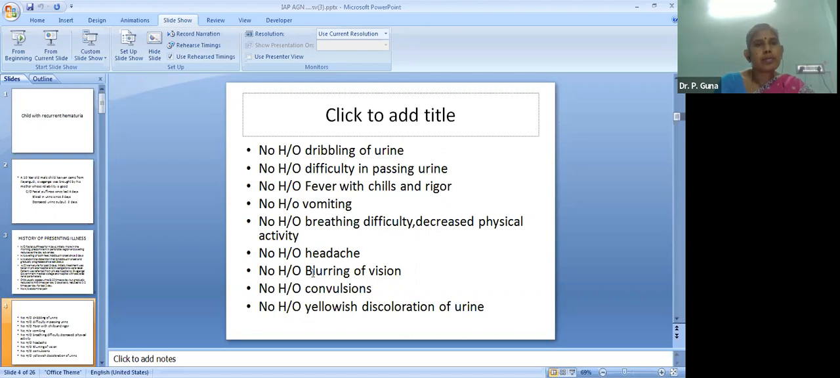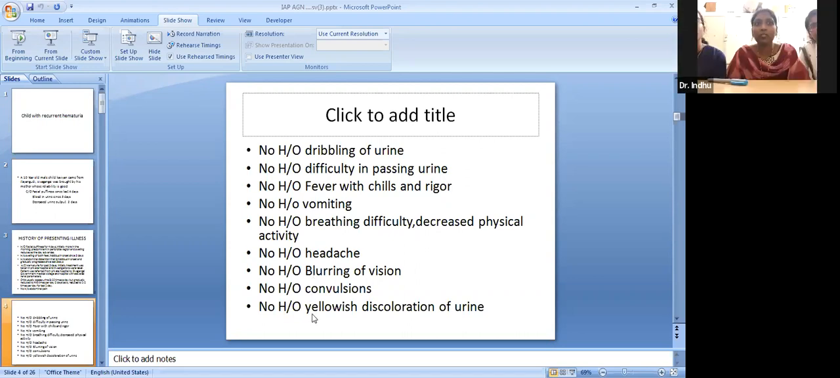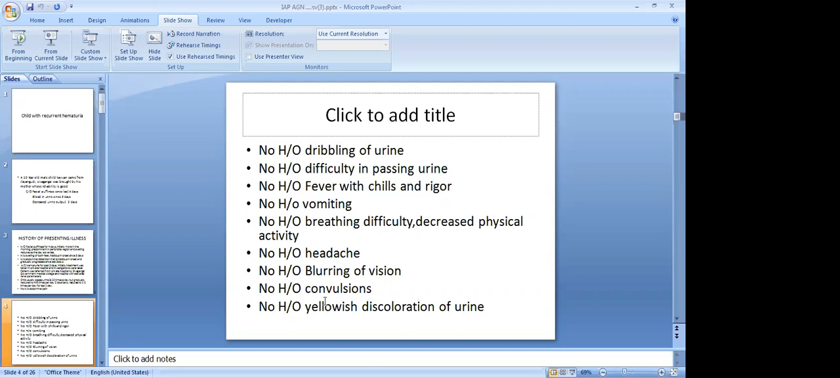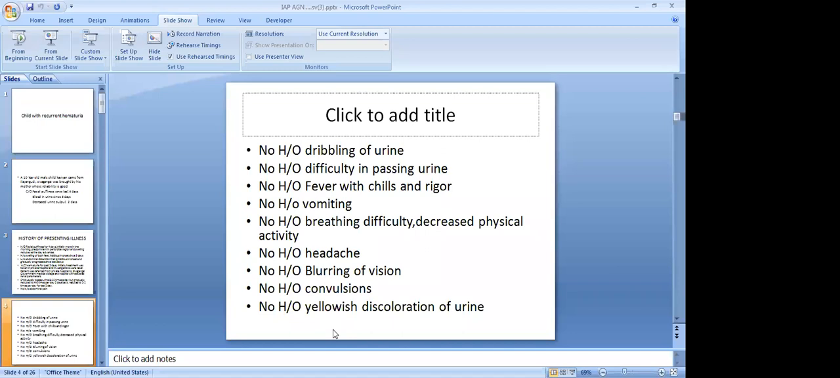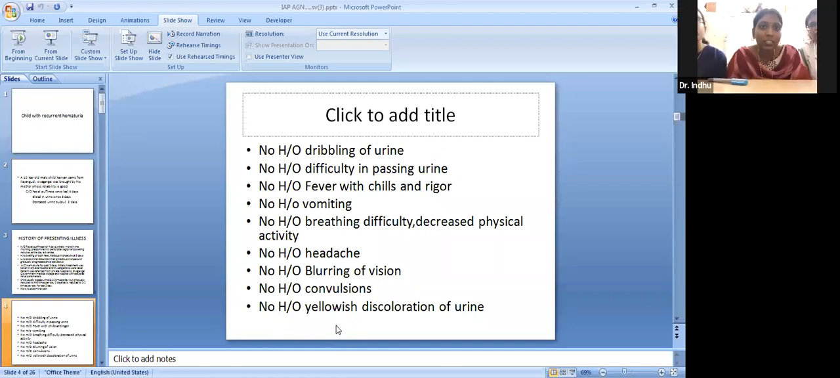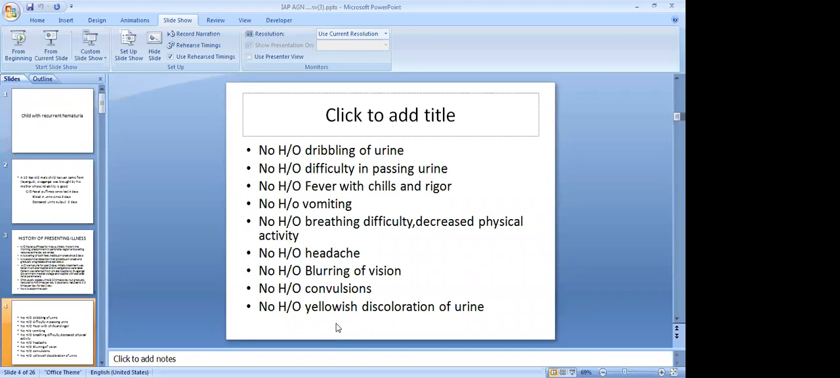No history of blurring of vision, no history of convulsions, no history of allergies. Why all this history? To rule out hypertensive encephalopathy, sir. Okay. So, how common is hypertension in this setting? Do you think hypertension is common? Sir, hypertension will be present in post-streptococcal glomerulonephritis. So in most acute glomerulonephritis, you would generally expect that they remain hypertensive. So that's why you want to rule out all this history.